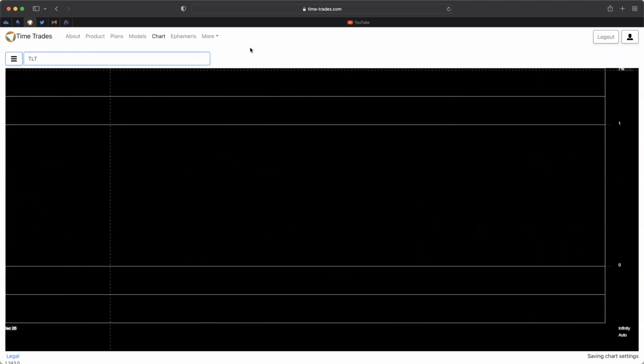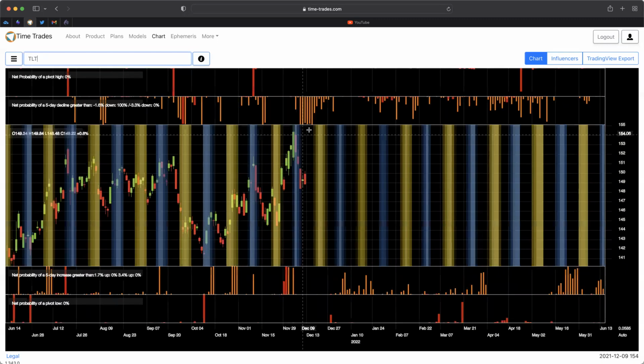On the bearish side of things, we've got bonds, TLT. TLT has already come down quite a bit from the highs, and according to the Time Trades forecast, there's a lot more to go. And this is one thing I always like to look at in the Time Trades forecast: the probability of down days here. Does it combine and align with a pivot low coming up?